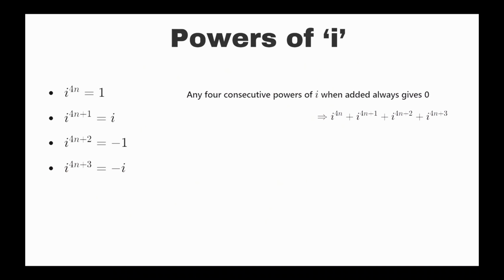Again, the same things which I mentioned in the previous slide have been shown here. i to the power 4n would become 1, i to the power 4n plus 1 would become iota, 4n plus 2 would be minus 1, and 4n plus 3 is minus iota. And any 4 consecutive powers of i, when added, always give us zero. This value is always equal to 0.